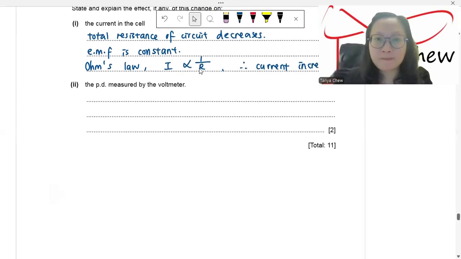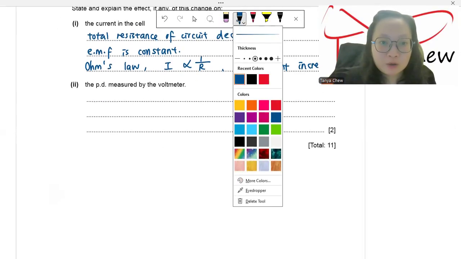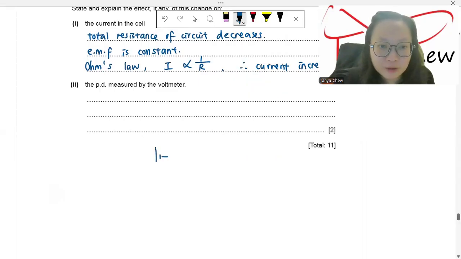What about the PD measured by the voltmeter? Now, the PD measured by the voltmeter, look at the battery. Now this is the internal resistance. This is the battery. This is the EMF of the battery, which is constant.